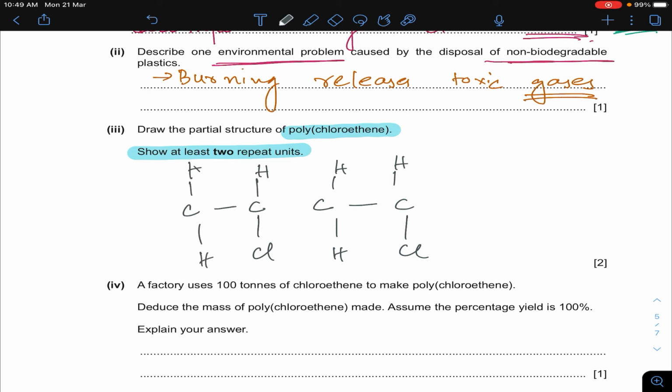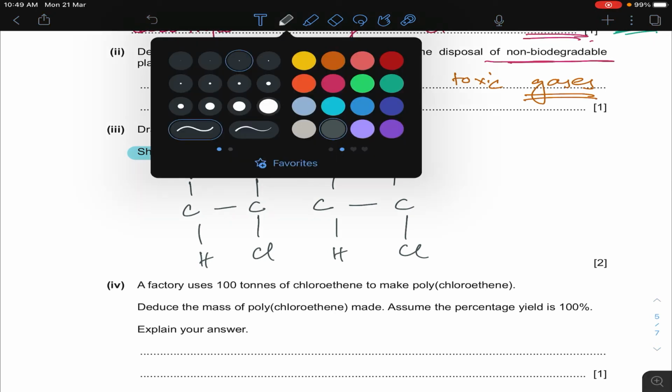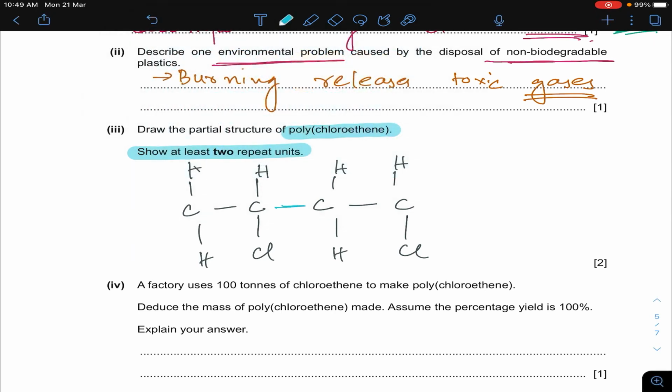Right, so these are hydrogen atoms. Now, because it is a polymer, that means double bonds are broken, and now we have single bonds between these two molecules, and this chain is continued on both sides. So this is the structure of polychloroethene.